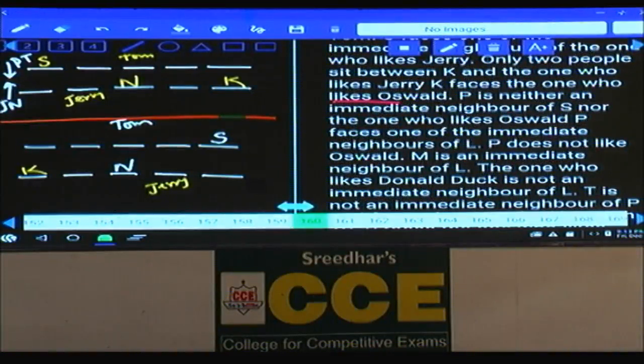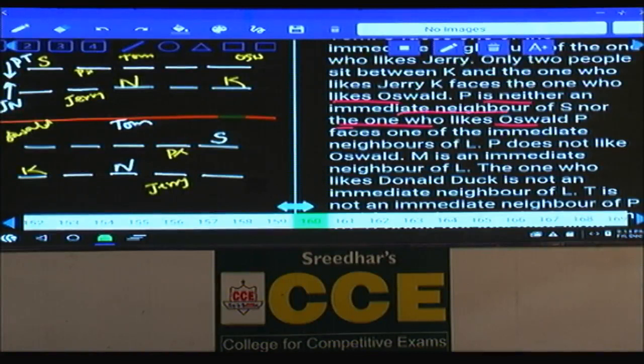K faces the one who likes Oswald, hence Oswald is here. Here also Oswald must be at this place. Oswald should be either at the left extreme or at the right extreme. And P is neither an immediate neighbor of S nor the one who likes Oswald. P cannot be here. P is neither an immediate neighbor of S nor the one who likes Oswald.